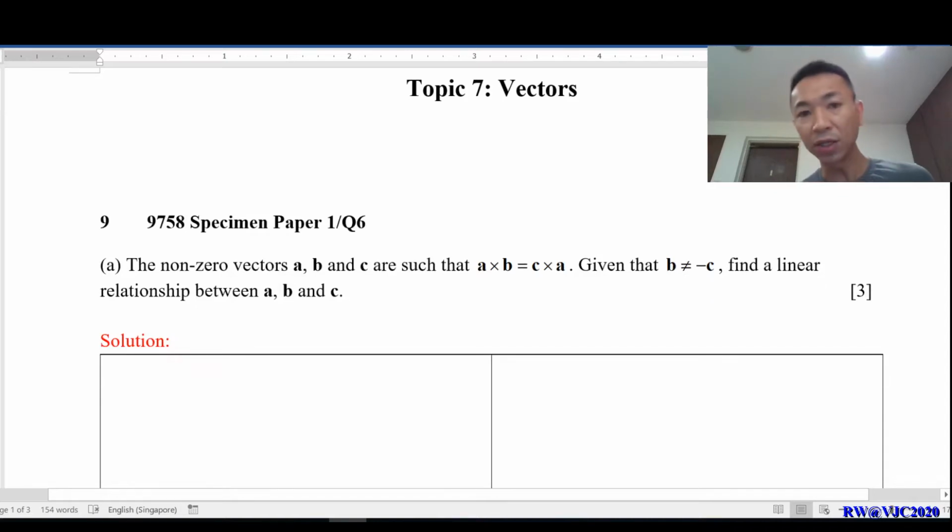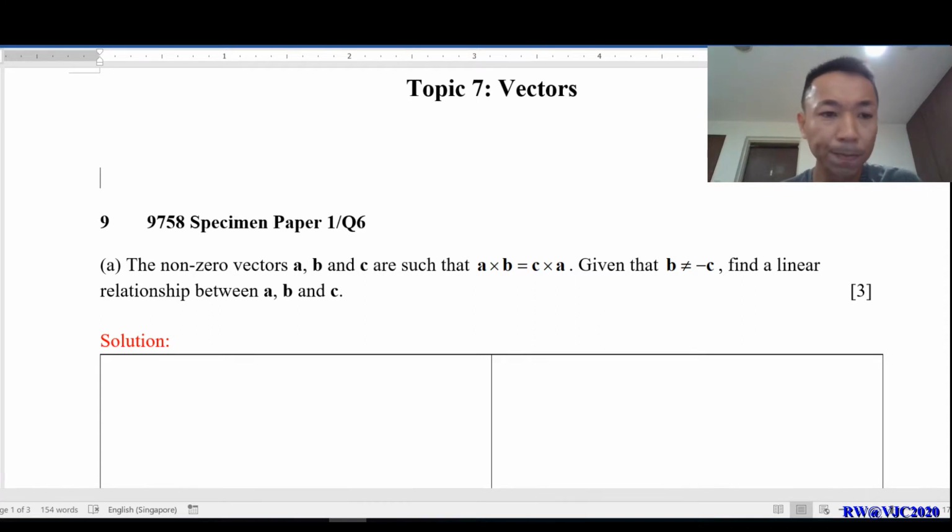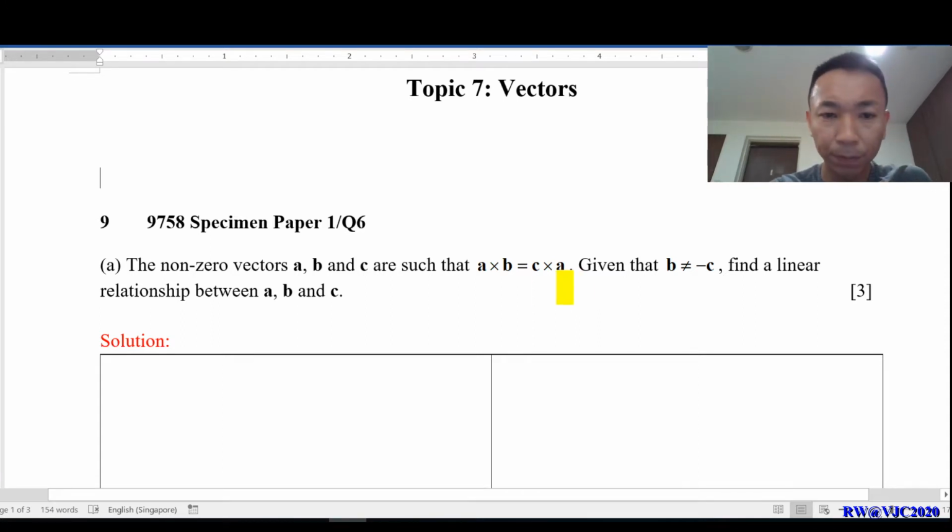Okay, let's take a look at this question. It's a specimen paper question. A bit unusual. Let's see in what ways it is unusual. First, we may have seen this before: A cross B equals C cross A. We may discuss how we want to tackle this. But more unusual is the fact that they want us to find a linear relationship between A, B, and C.